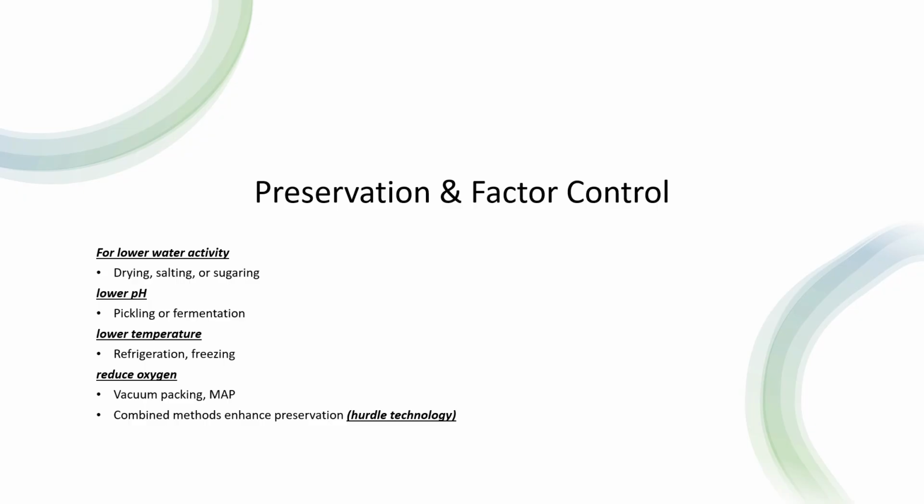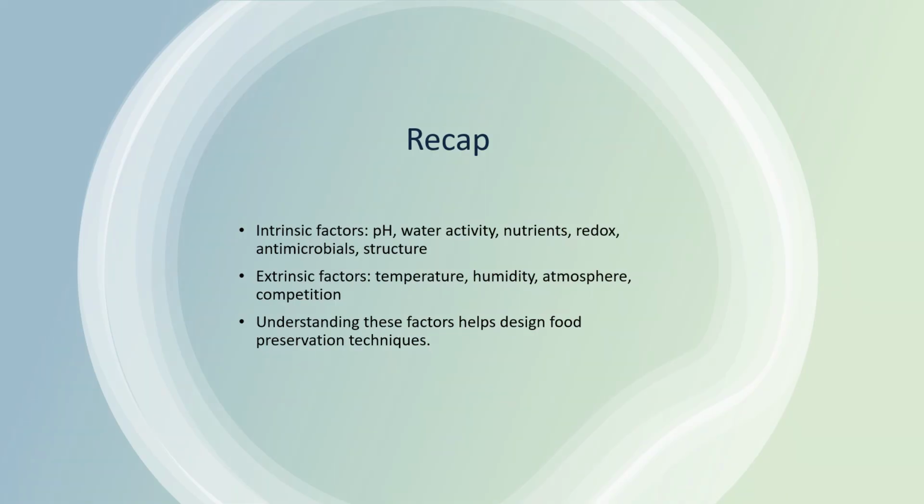And these are the prevention and control factors. For low water activity we use drying, salting and sugaring techniques, and for controlling pH we use pickling or fermentation methods. For lower temperature we use refrigeration and freezing techniques, and to reduce oxygen we use vacuum packaging or modified atmospheric packaging. A combined method for enhanced prevention is also a technique known as hurdle technology. Hurdle technology in the next lecture.